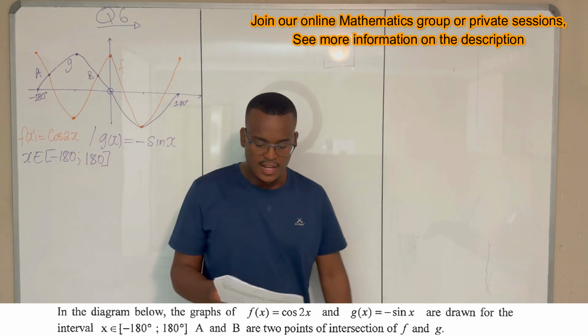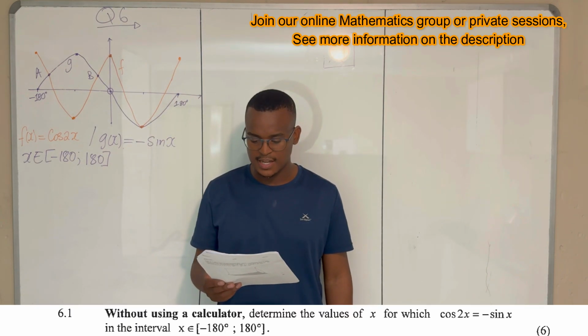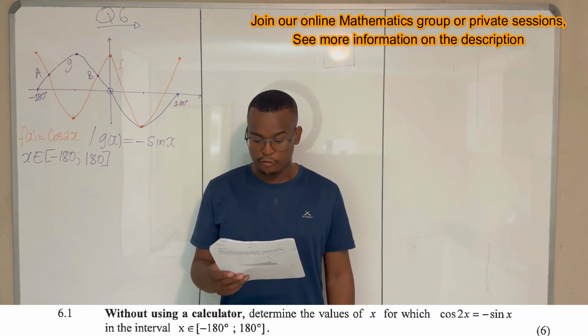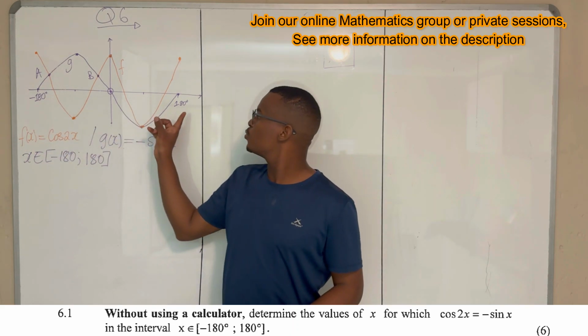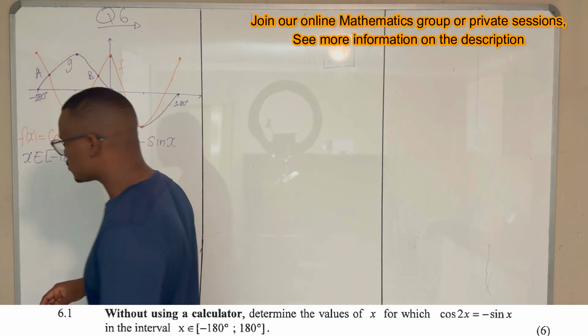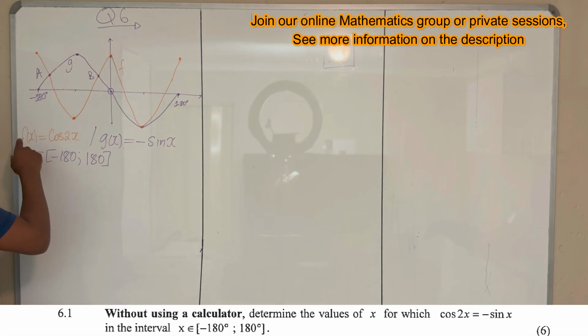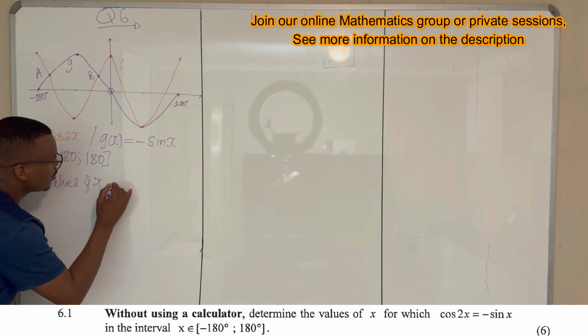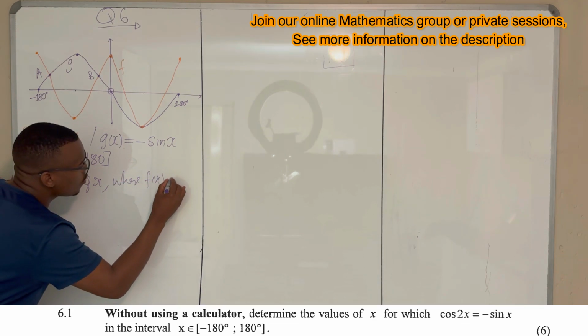No problem. They are saying in 6.1, without using a calculator, determine the values of x for which f of x equals g of x on this interval from minus 180 degrees to positive 180 degrees. So they want us to find the values of x where f of x equals g of x. So you're looking for the point of intersection of these two functions, right? That's what you're looking for. So they want the values of x.